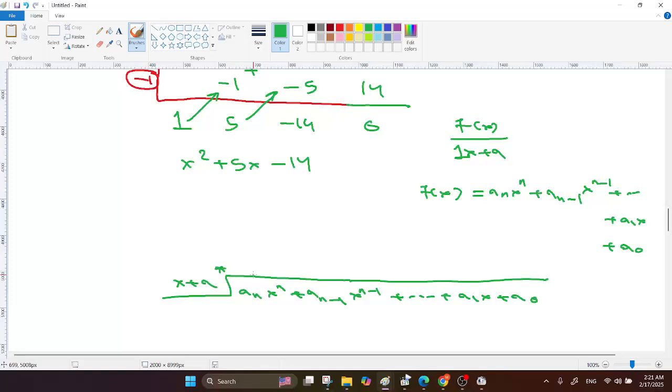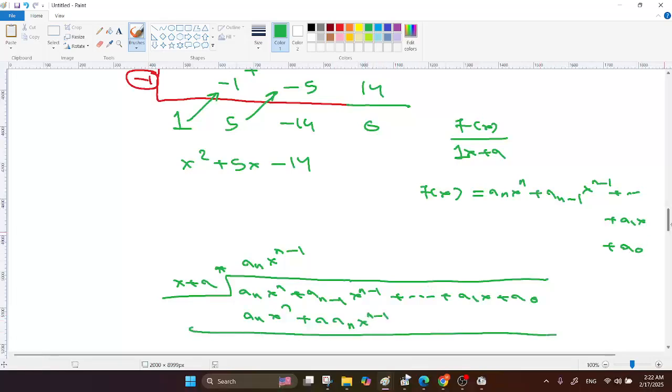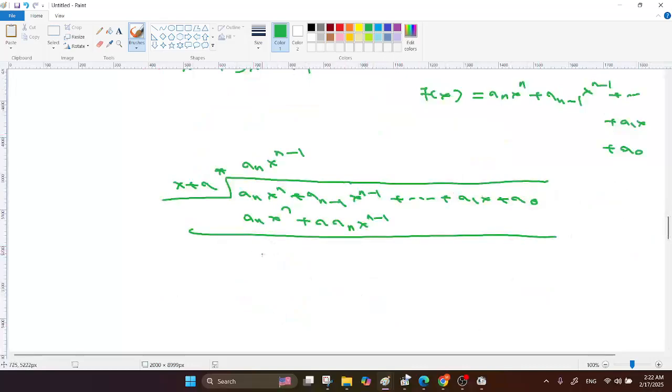Here you have a n x to n minus 1. Okay, so a n x to n plus a n x to n minus 1. Now subtract. You will have now a n x to n minus a n x to n, 0. a n minus 1 x to n minus 1 minus a n x to n minus 1 equals a n minus 1 minus a n x to n minus 1, plus a1x plus a0.